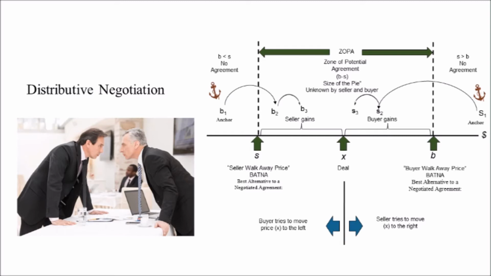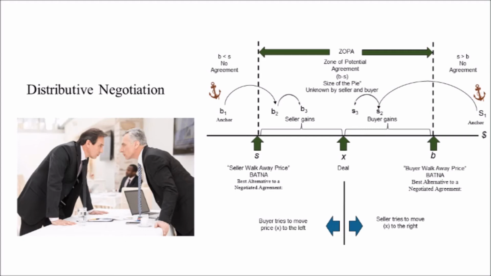If B, meaning what buyers offer, is less than S, what sellers want, there is no agreement. Likewise, if S, this is what the seller wants, is greater than B, this is what the buyer offers, there is no agreement. You can see that at the top. The dance begins with anchor prices and ends with a deal or agreement.